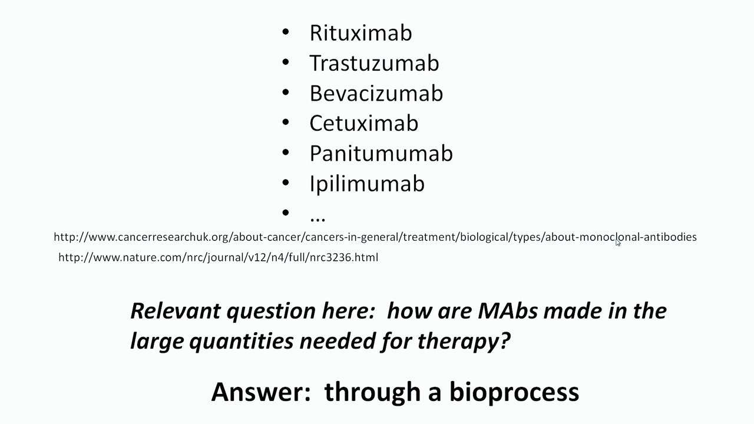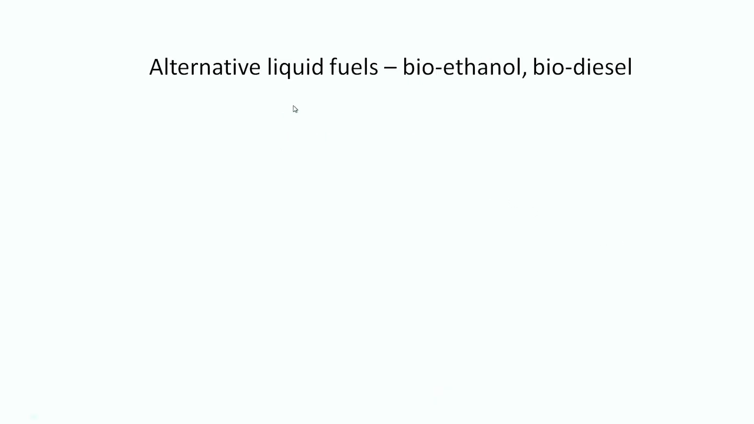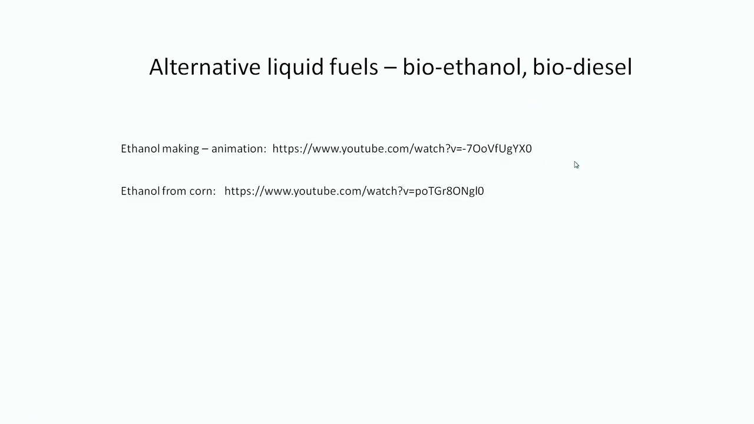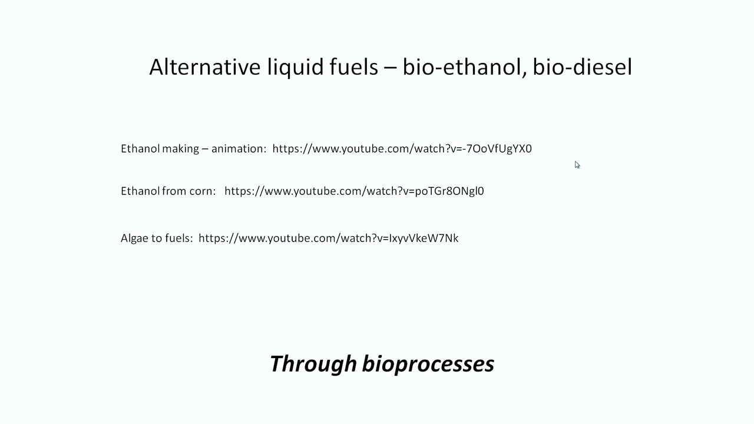Then we looked at other examples such as alternative liquid fuels, bioethanol and biodiesel, and saw that they were also produced through bioprocesses, and given you links to some information on ethanol making, ethanol from corn, algae to fuels and so on. I hope you have seen them, they are interesting videos.